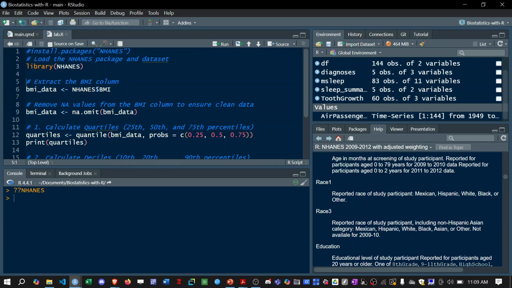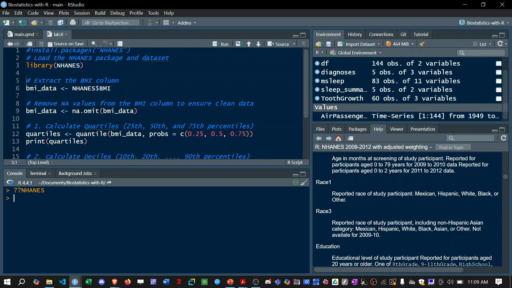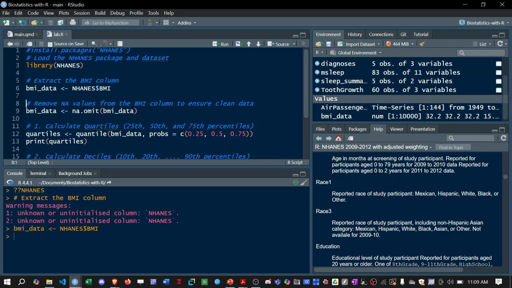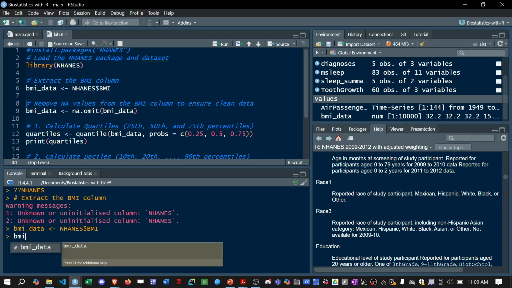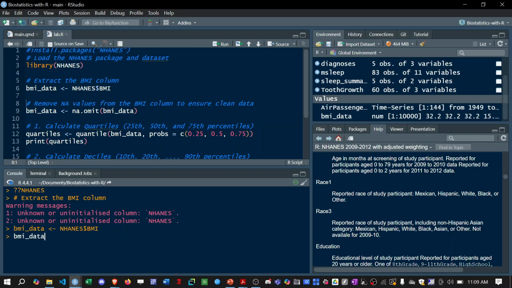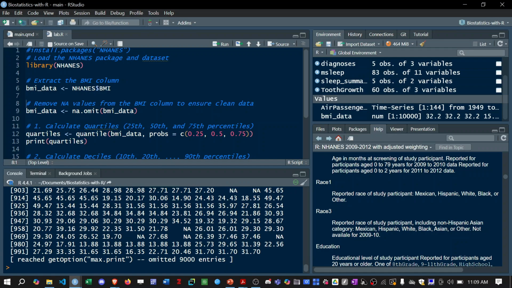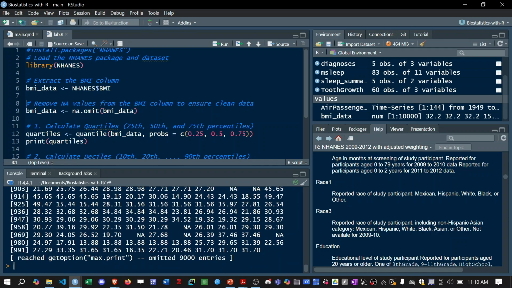I'm going to be making use of the BMI column in this particular data set now. You could explore it more. So now let me just run this BMI data. And when I run BMI now, just to look at the vector that we have, this is the vector. You can see we have missing values. So this is the data with missing values.